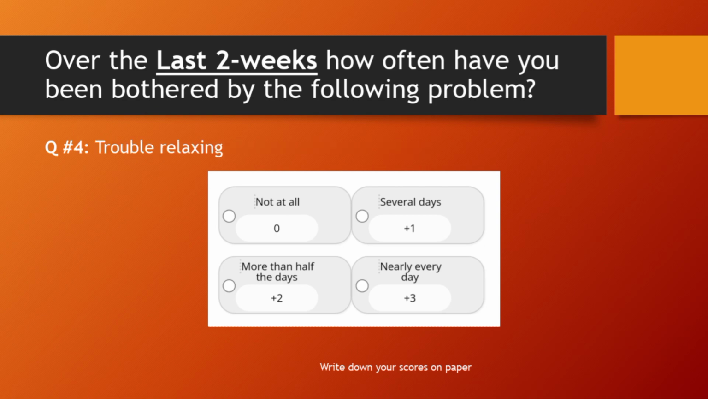Number 4, trouble relaxing from the last 2 weeks. What's your answer? Write down your score on paper. Number 5, from the last 2 weeks, how often have you felt so restless that it is hard to sit? What's your answer? Write your score on paper.